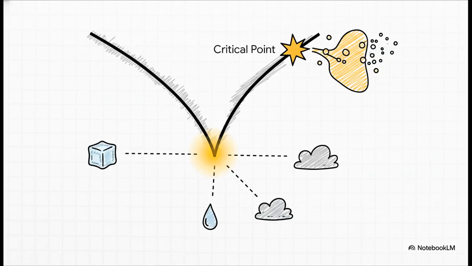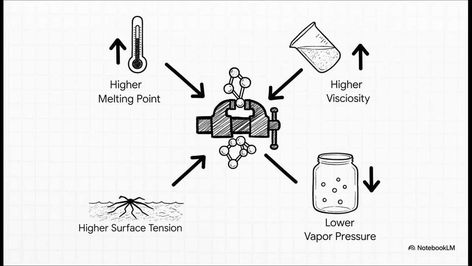And of course, every map needs its key landmarks. The triple point is this one-of-a-kind specific temperature and pressure where all three phases can exist at the exact same time in perfect equilibrium. It's wild. And then there's the critical point. If you go beyond that temperature and pressure, the distinction between liquid and gas just disappears into this weird state called a supercritical fluid. So let's just bring it all home.